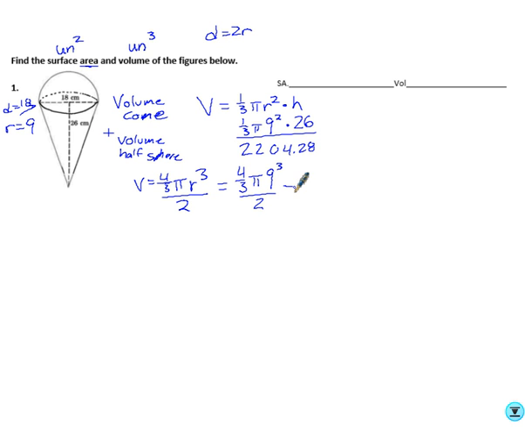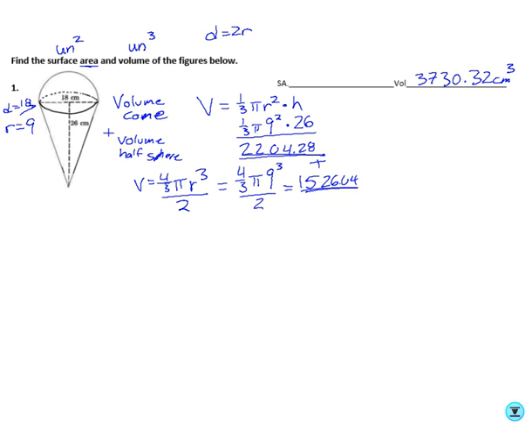So again, punch all that into the calculator, and when you simplify that out as a decimal, you get 1,526.04. And again, we're adding these two numbers together. So when I add those two numbers together, that's going to give me my total volume. Total volume ends up being 3,730.32 centimeters cubed. So that is volume.